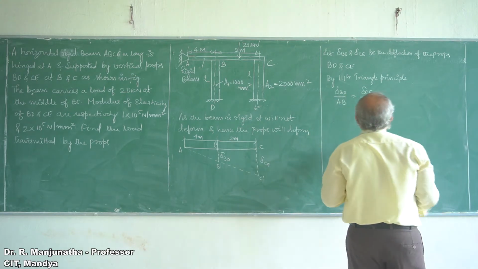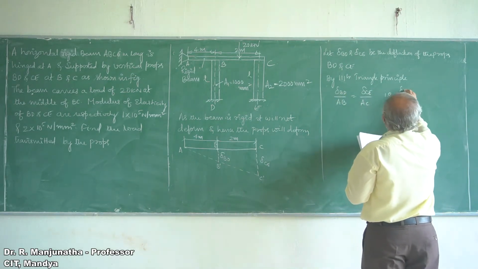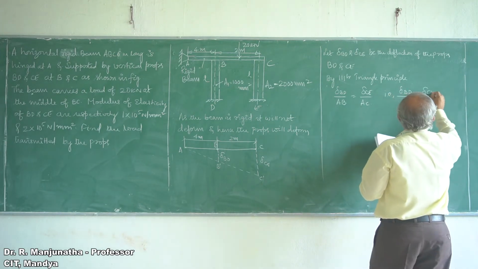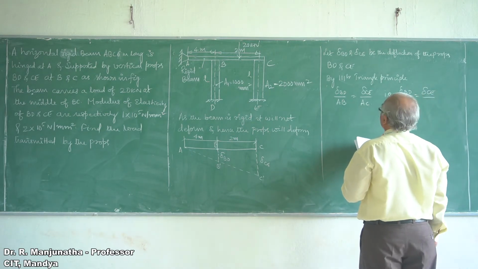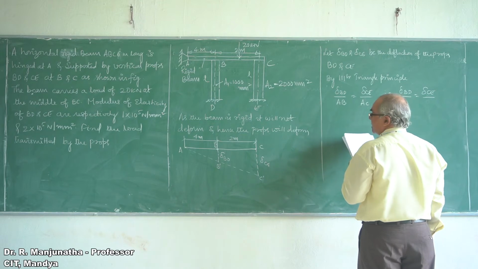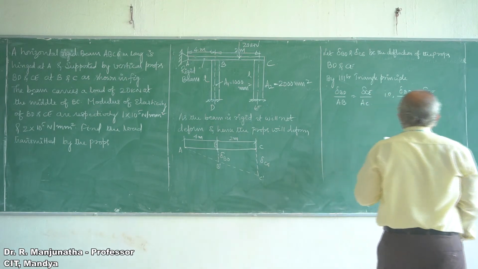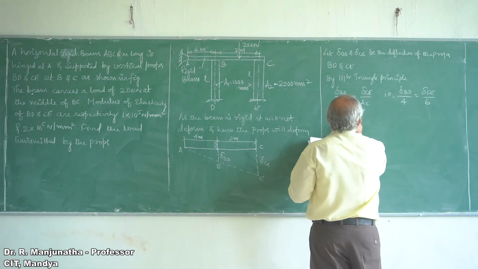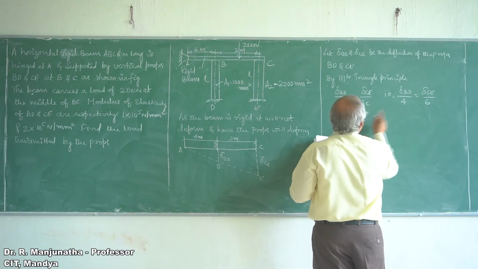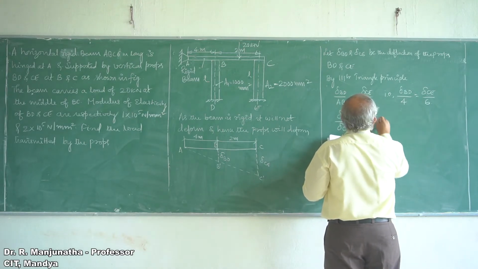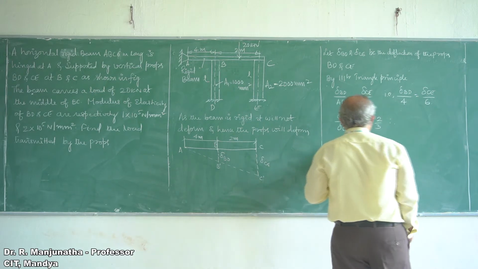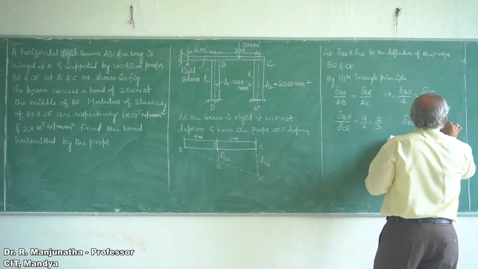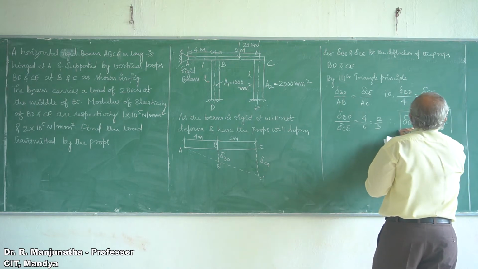So delta BD by AB, which is 4 meters, will be equal to delta CE by AC, which is 6. What we want is delta BD by delta CE, which is equal to 4 by 6, which is 2 by 3. Therefore, delta BD will be equal to 2 by 3 into delta CE. We call this equation 1.